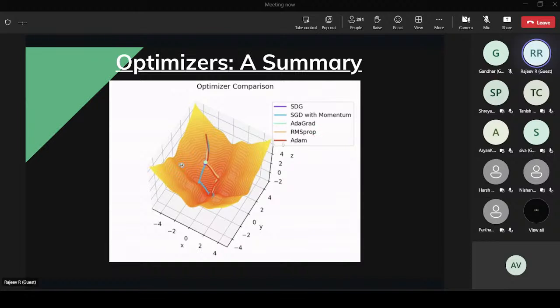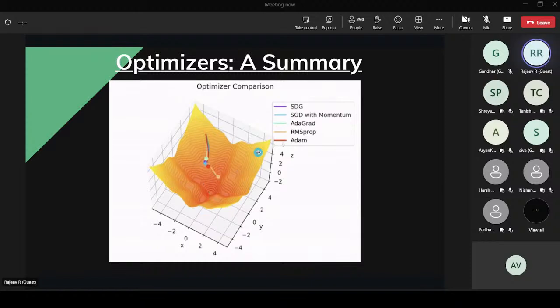All the formulas I have explained before, and you have SGD with momentum taking third place, and the other two don't even come near the global minima because there's a local minima right here. So Adam and RMSprop escaped that local minima and went straight to the global one.